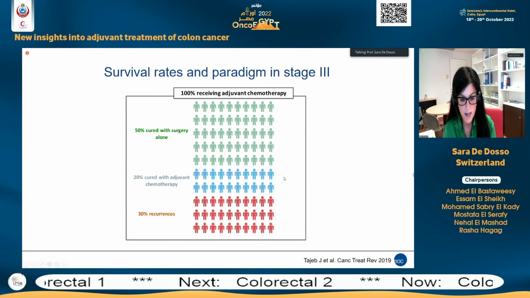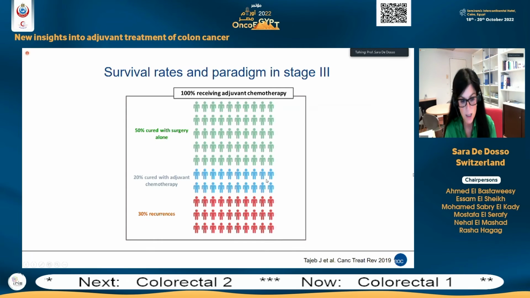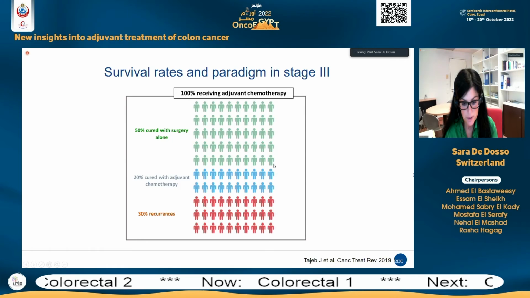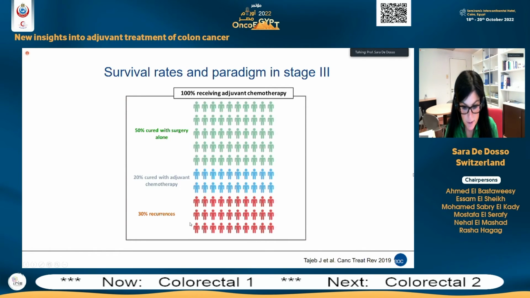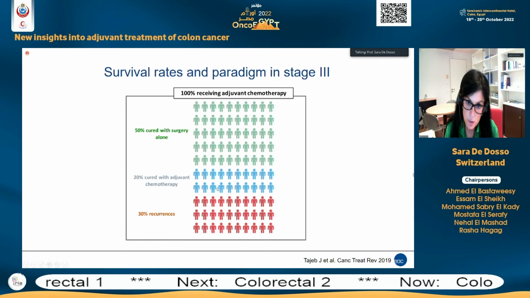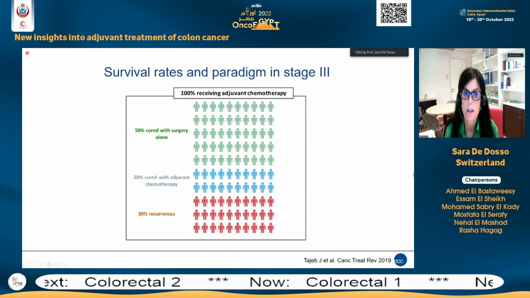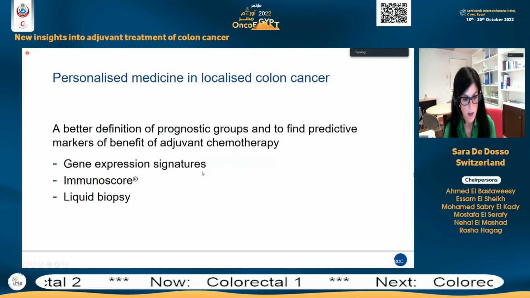So this means that the clinical outcomes can be very different among patients with the same stage, and more than 70% of patients, in green and in red, receive chemotherapy without benefit and with toxicity. So the aim for the future research strategy is to improve this current 20% of patients who are cured with adjuvant chemotherapy, this blue population.